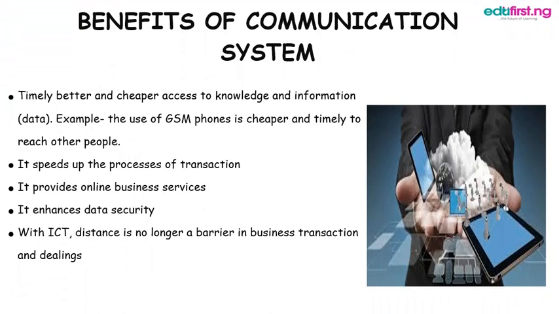Number one is timely, better, and cheaper access to knowledge and information. Example is the use of GSM. You know, GSM is global system for mobile. The use of GSM phone is cheaper and timely to reach other people. Everybody has phone nowadays because we use the GSM to communicate with one another.